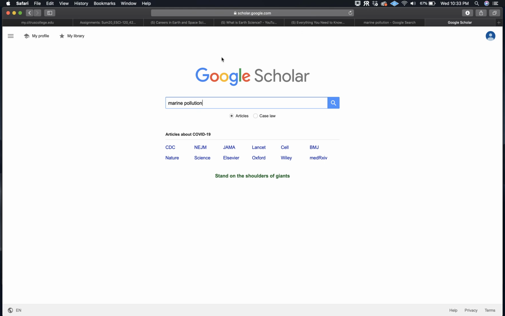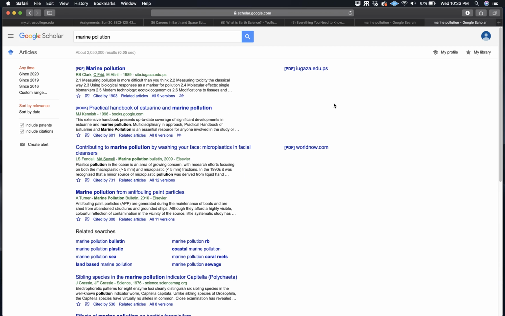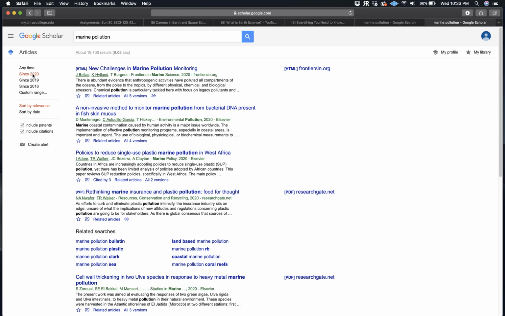So here, within this search engine, it will only search scientific papers. In order for a scientist to have their research published in a scientific journal, they are held to something called the scientific method, and they must prove their hypothesis is correct, and it must be reliable, and the results must be repeatable. So here we can see we have a lot of results here. We can sort that by time. So now we can see this is all since 2020.